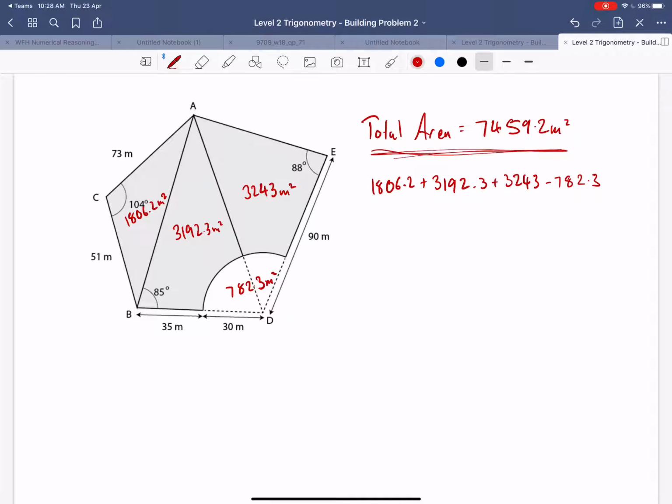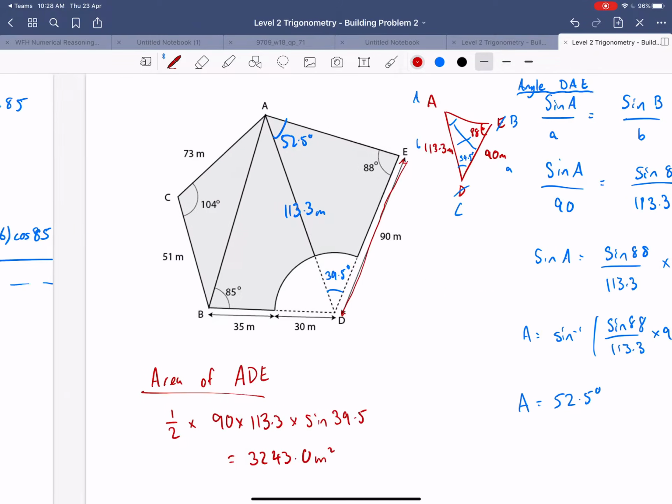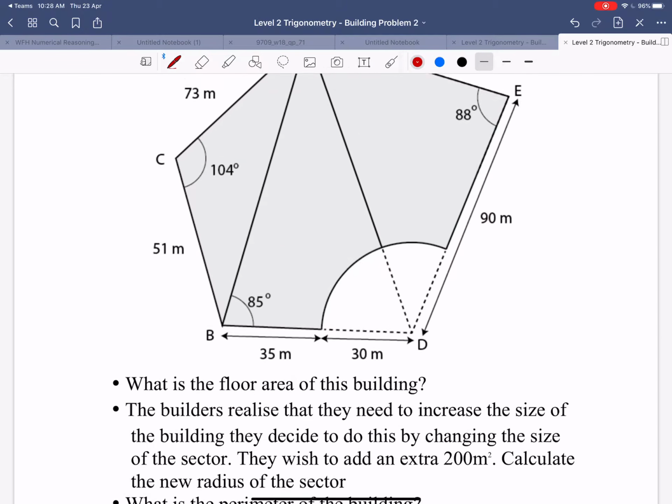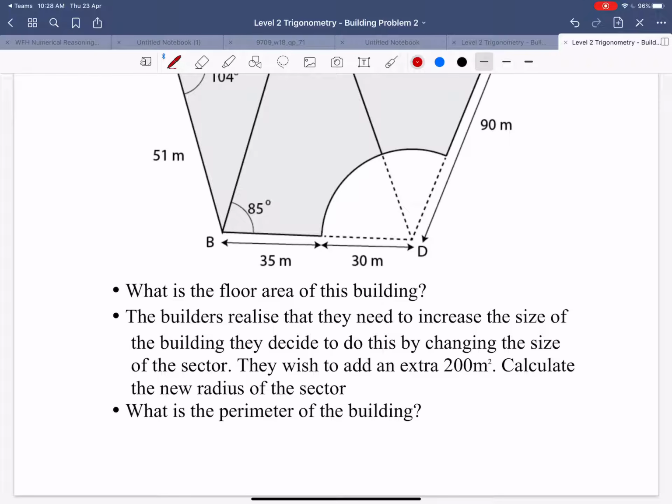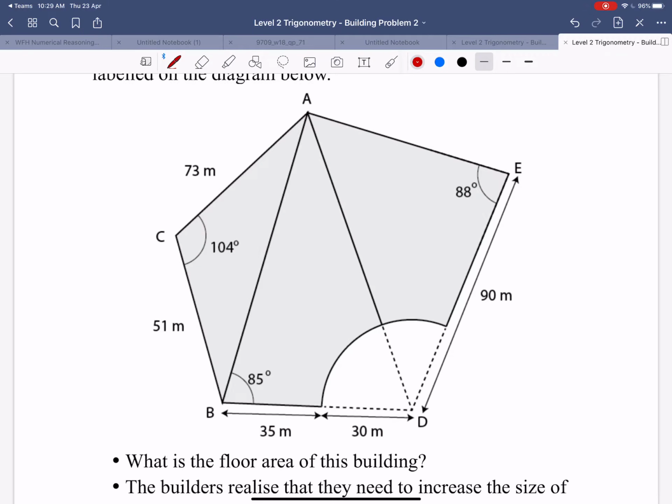Okay. For the excellence level, you need to go back to the next couple of bullet points, which is the builders realise that they need to increase the size of the building. They decide to do this by changing the size of a sector, and they want to increase the size of the building by 200 meters squared. And lastly, the perimeter of the building, which you've got most of the information for, because you've got the sides. You're just missing the arc length and that side, and then you can pretty much just add everything up. It's quite a simple one at the end.